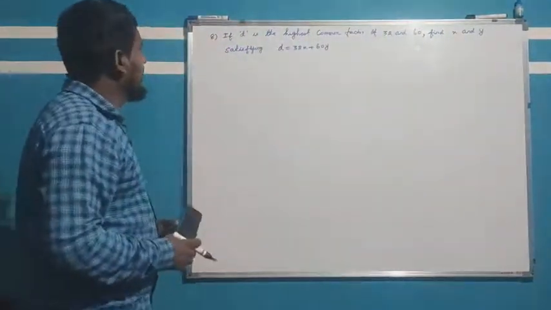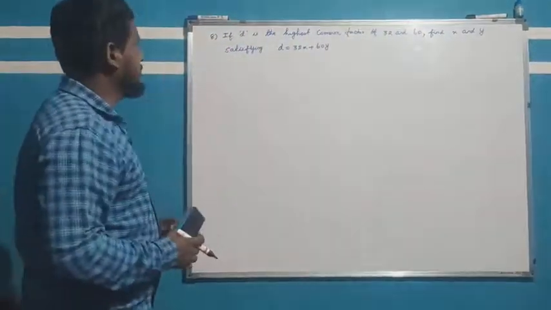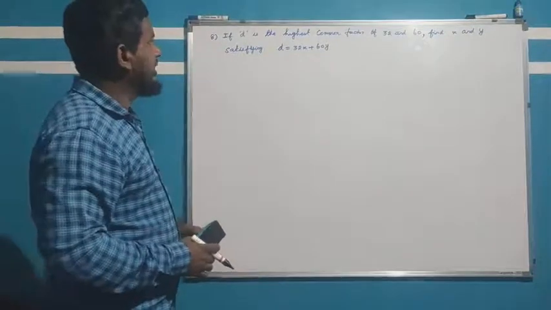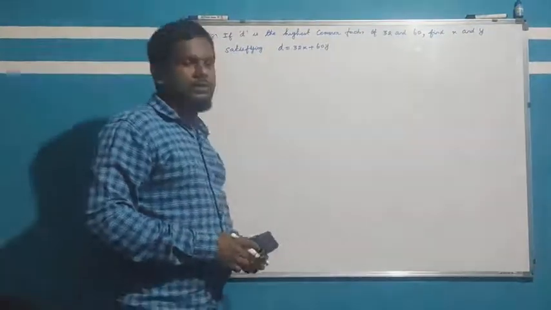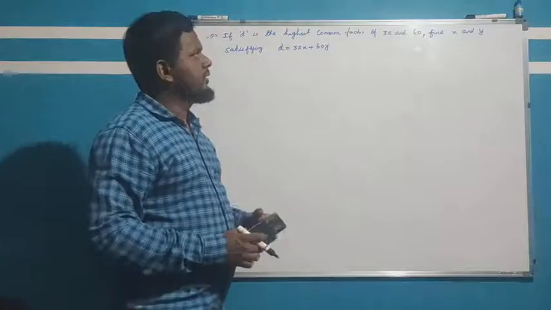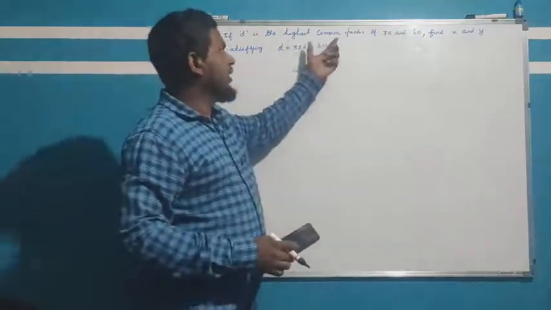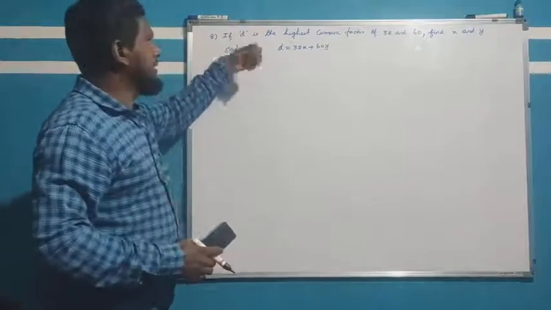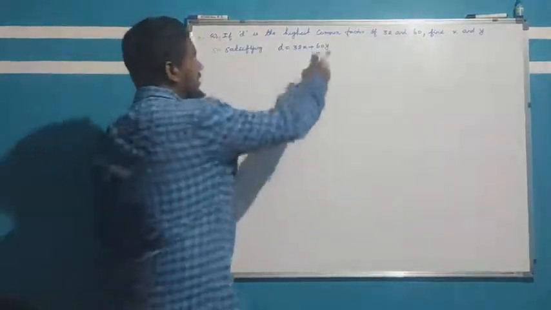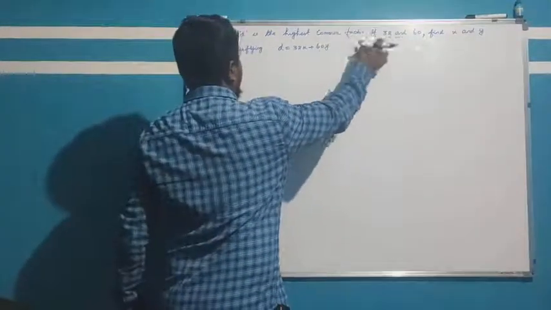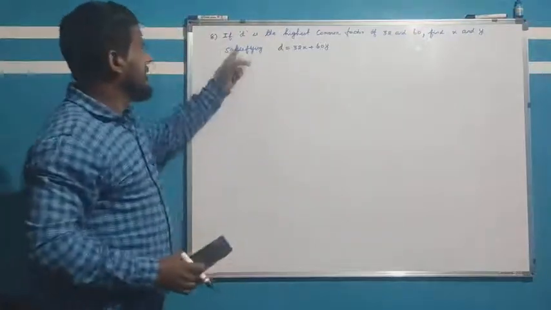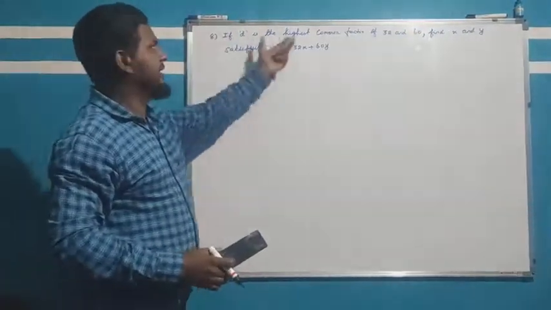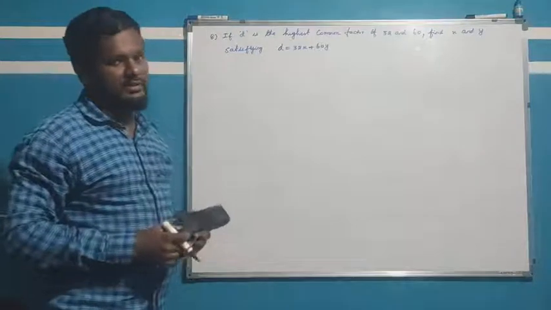Can see exercise 2.18 question. If D is the highest common factor of 32 and 60, so you have to find what is the HCF. HCF is the common divisor. D is a divisor, so we are finding the common divisor. Find out the HCF, and D is only the highest common factor, HCF.